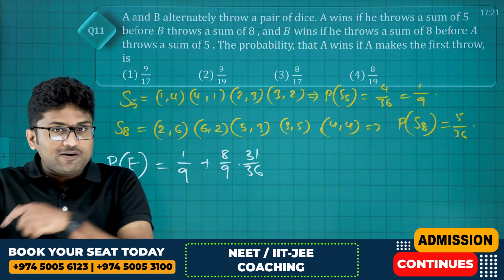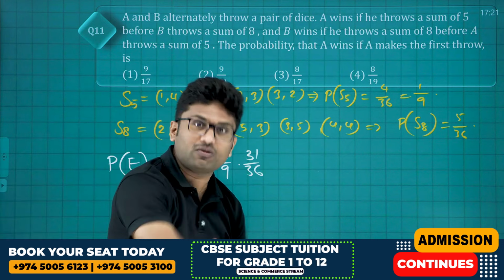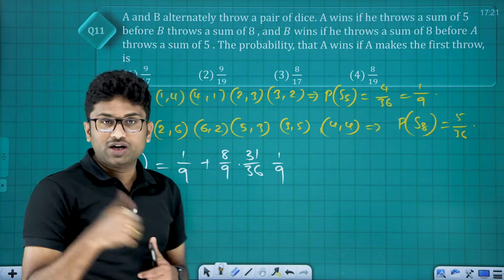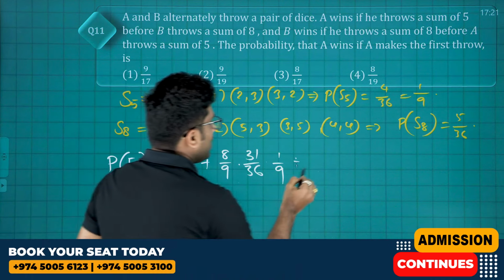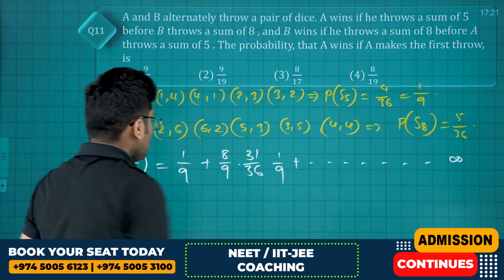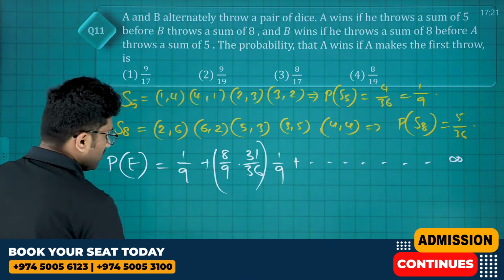And again, A will be getting the chance. In that case, A should win. So that is 1 by 9. I hope you are getting me, friends. So in the same way, this extends till infinity. So this is an infinite GP with the first term.